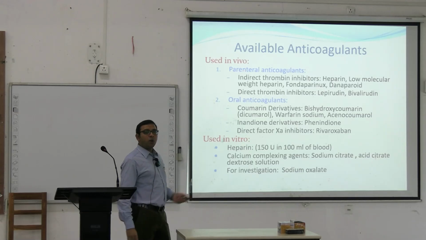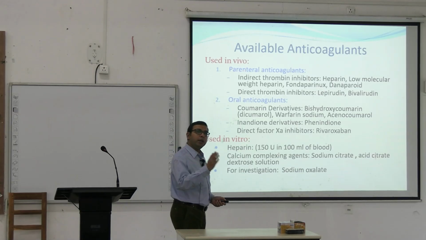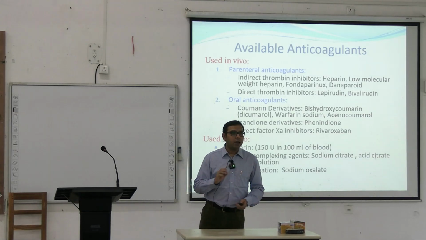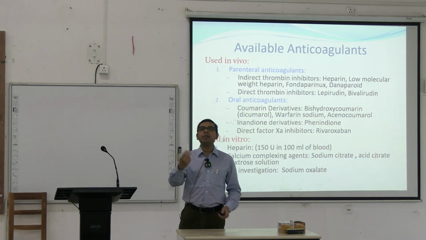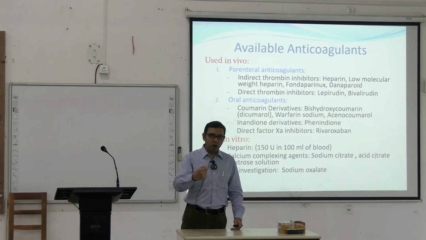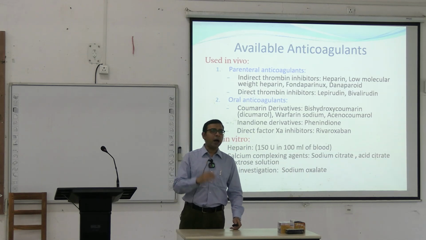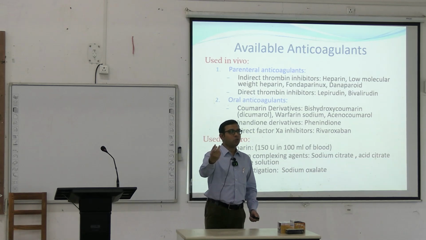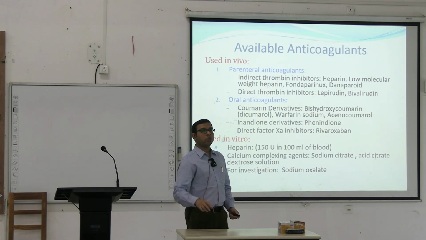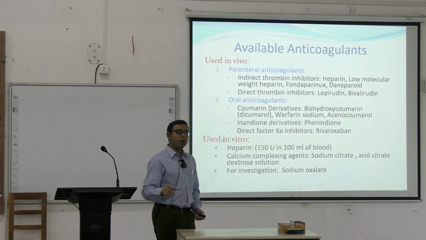So some anticoagulants can be used both in vivo and in vitro. For example, heparin. In vitro means when we are testing our blood. So our blood is drawn and it is kept in the test tube, but it has to be in the fluid state. Otherwise, we cannot test it if a coagulum is formed. So heparin can be used both in vivo and in vitro.